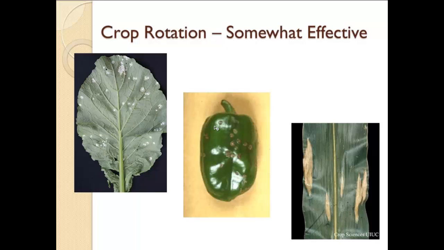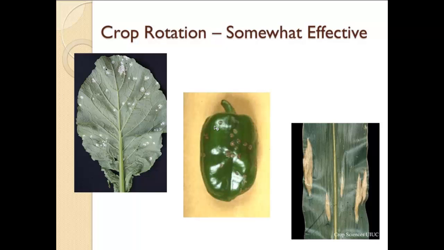The picture on the right there, that's northern corn leaf blight on corn. And this pathogen can survive for maybe 1 or maybe at most 2 seasons on corn debris. And so if we rotate away from corn, then that pathogen is going to die out. And so crop rotation is effective for that disease in some places. Unfortunately, it's not effective in the Midwest because we have just lots and lots of corn here.